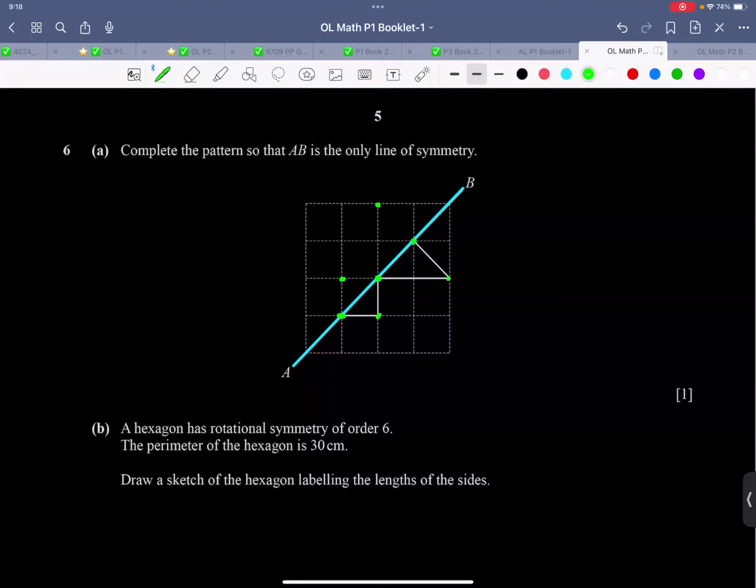So now what we do is that, let me draw some lines like this. That makes perfect sense. Okay, so I think that is the perfect diagram. That is, AB is the only line of symmetry.